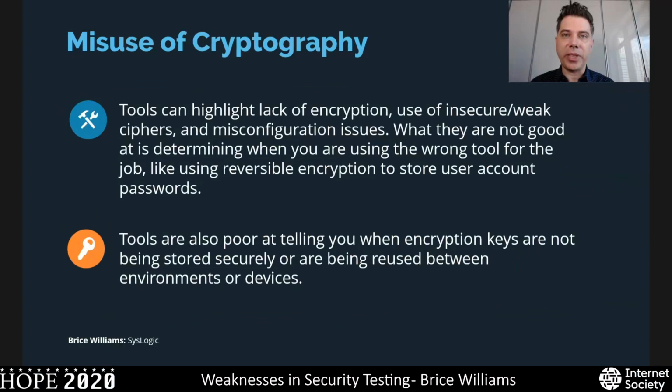Misuse of cryptography. Tools can highlight lack of encryption, use of insecure or weak ciphers, and misconfiguration issues. What they're not so good at is determining whether you're using the wrong tool for the job, like reversible encryption to store user account passwords, instead of using a password-based key derivation function, which is preferred. Tools are also poor at telling you when encryption keys are not being stored securely or being reused between environments or devices. We see this quite often in systems.